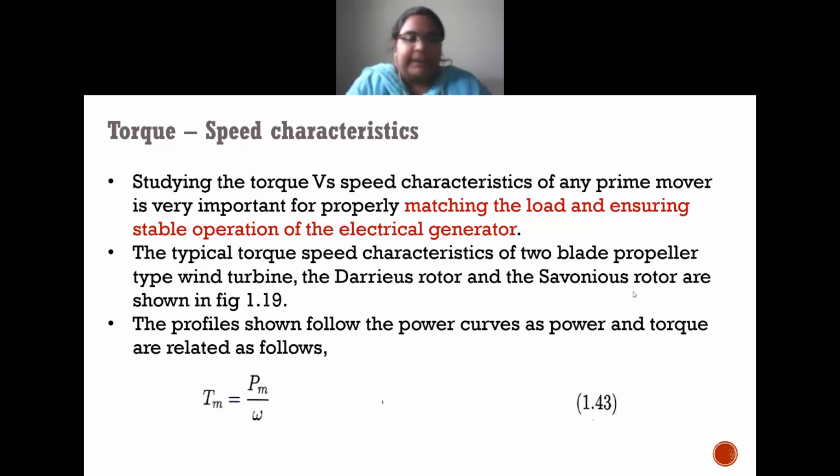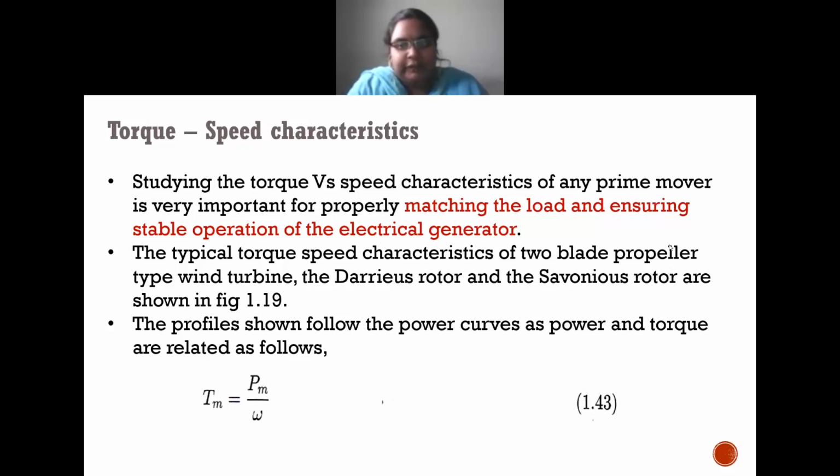So basically, we have studied the power speed characteristics. In the same manner, we are going for the torque speed characteristics of any prime mover, right? Why do we need to understand these torque speed characteristics? If you can match the load characteristics to the machine characteristics, then we will have a stable operation of the generator. So in order to do this, we need to understand the torque speed characteristics of the machine. This we have already seen.